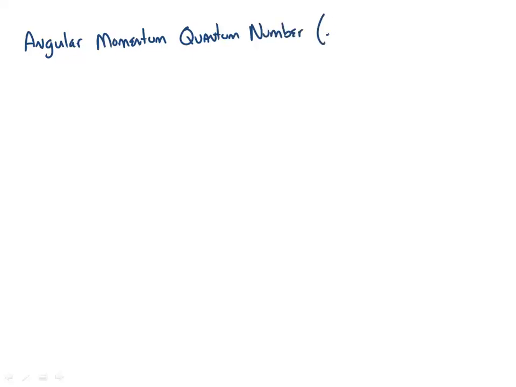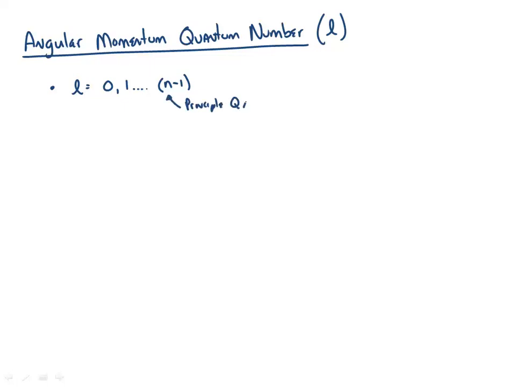It's given the symbol of a script L. And what it describes, or what values it's allowed to have, is 0, 1, all the way up to n minus 1, where n is the principal quantum number. So the idea is that the L quantum number depends on the previous number. And what we're going to find is the next number depends on the previous number before it. So the numbers are kind of dependent on each other.